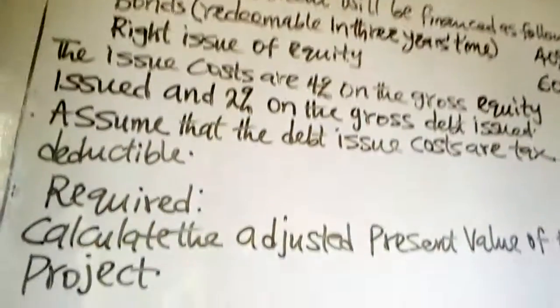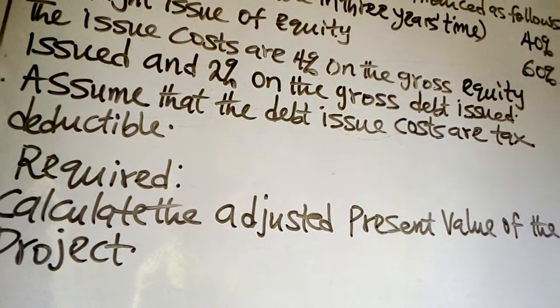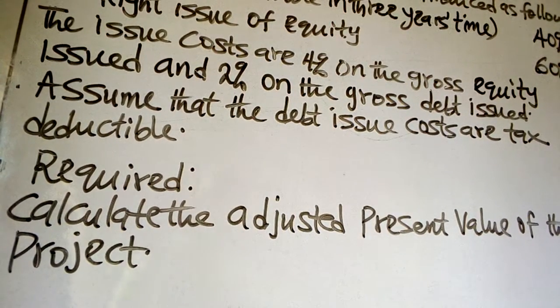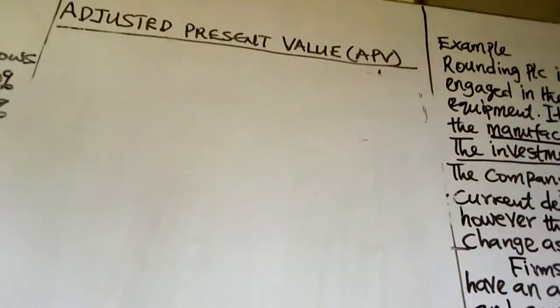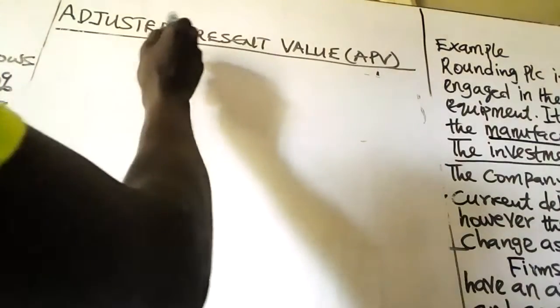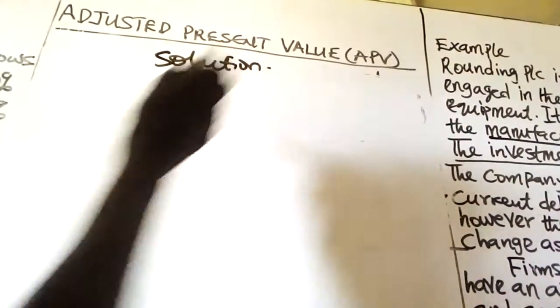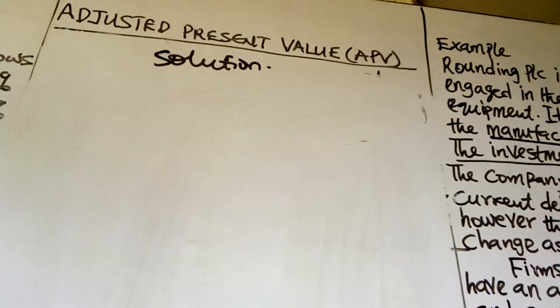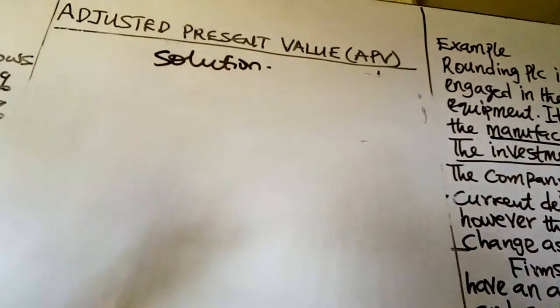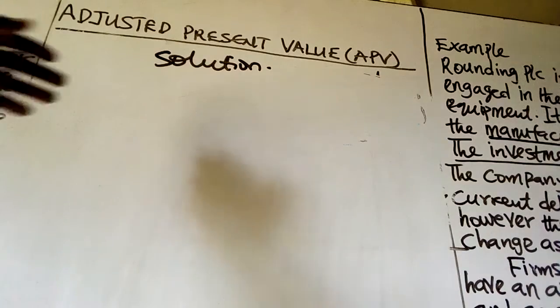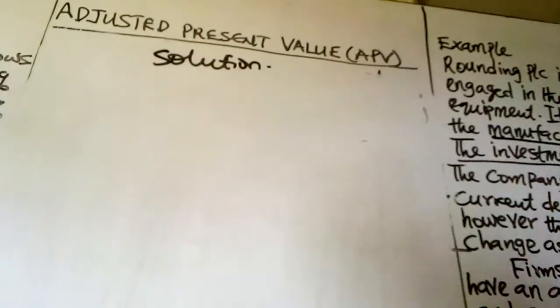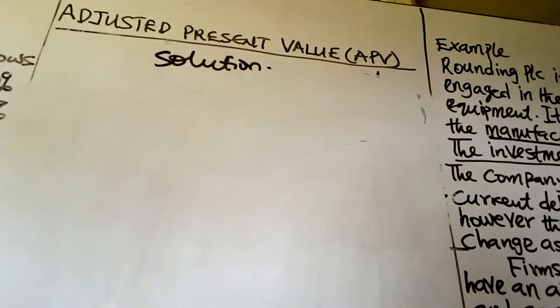Required: calculate the adjusted present value of the project. You have to calculate the APV of the project. So that is the question now. So we want to solve it. I've told you that there are three aspects to APV. Number one is the base case NPV, and number two is the financing impact. I've told you that the financing impact will be divided into two: the issue cost and tax relief on interest.